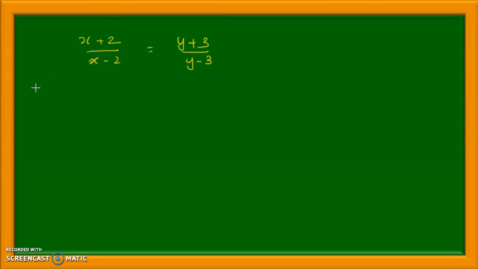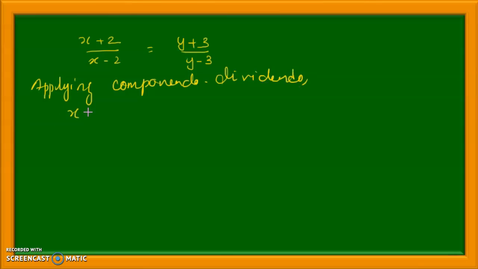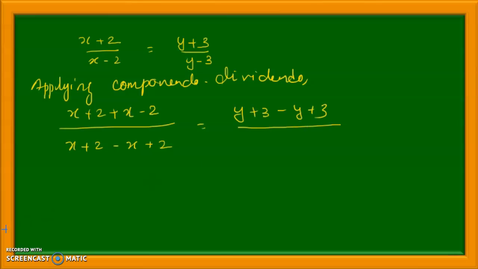Again, if you apply componendo dividendo, what you will get? x plus 2 plus x minus 2 divided by x plus 2 minus x, minus of minus 2 becomes plus 2. Similarly, on the other side, y plus 3 plus y minus 3, divided by y plus 3 minus y, and minus of minus 3 becomes plus 3 here.